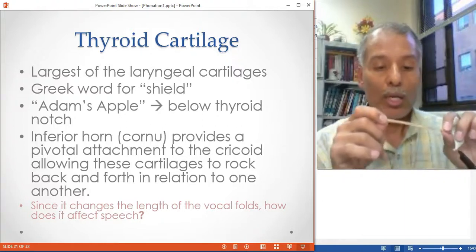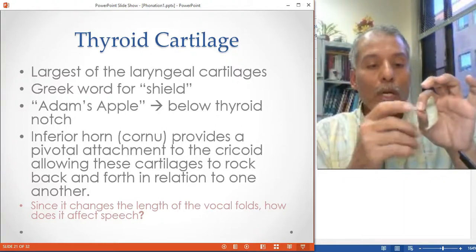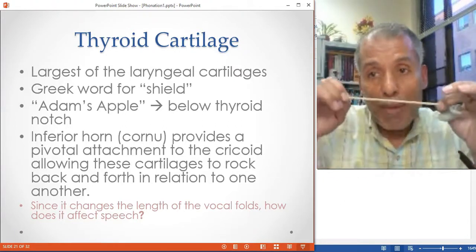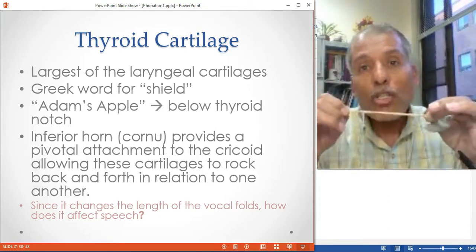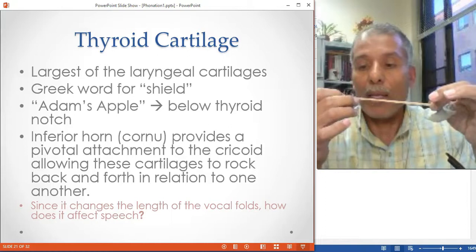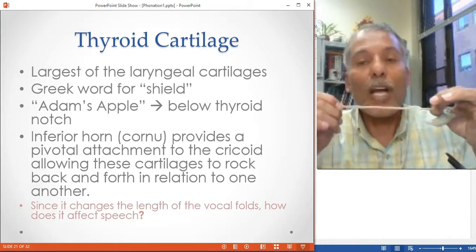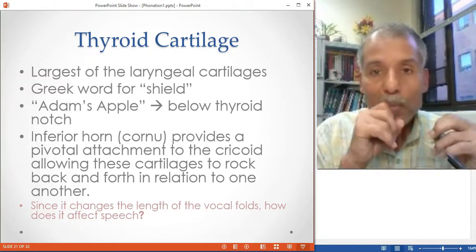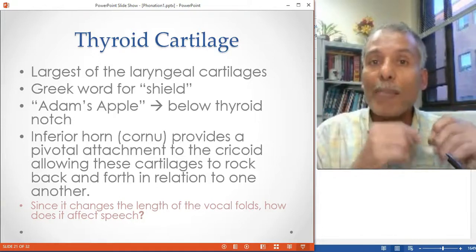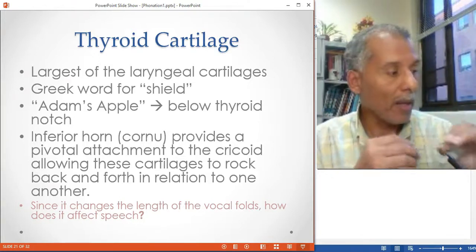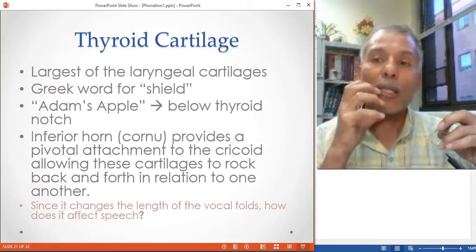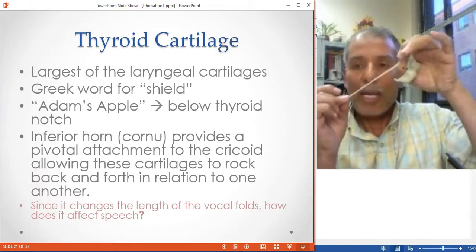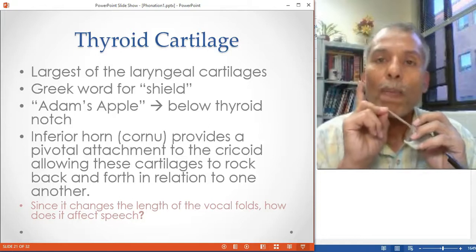Okay, my next question, when you elongate the vocal folds, do you change mass? Do you make mass more per inch or per centimeter? Do you make every inch or every centimeter heavier or lighter? Because there are three determinants of pitch: length, tension, and mass. So again, if I have the thyroid tilted forward and down, I'm going to elongate the vocal folds, and by doing so, I am going to change pitch.